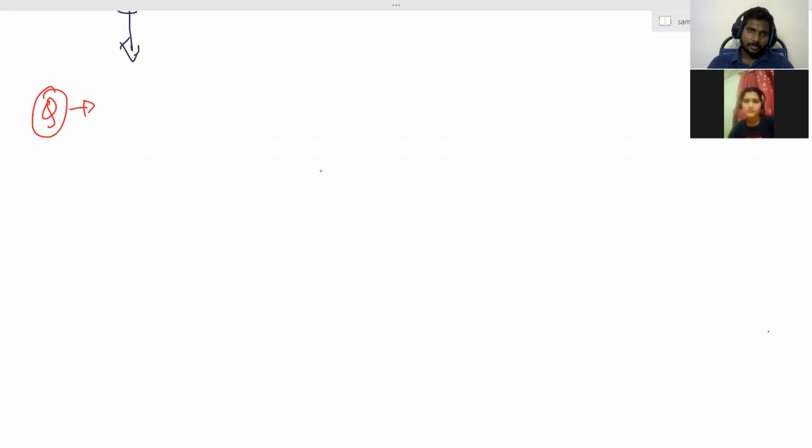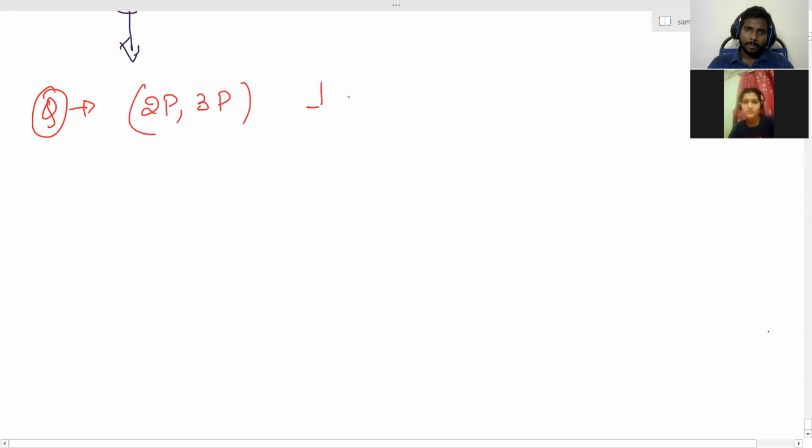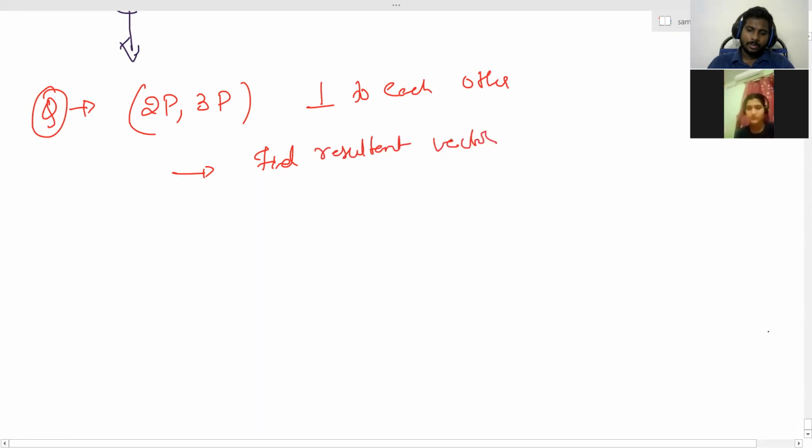There are two vectors. One has a magnitude of 2p and the other has a magnitude of 3p. Both are perpendicular to each other. I'm asking you to find the resultant vector, that is, the resultant vector magnitude. And where should a third vector be placed to neutralize this resultant vector?